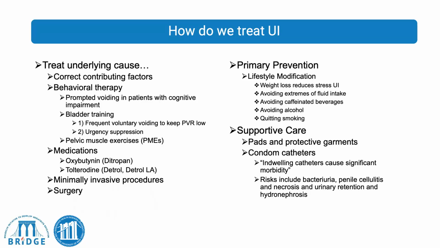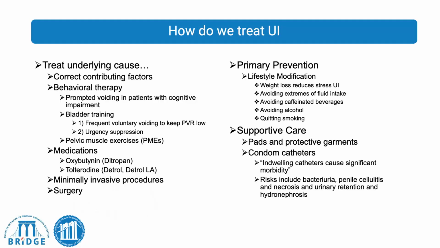How do we treat urinary incontinence? Treat the underlying cause. Treat the precipitating agent. Correct contributing factors. Eliminate contributing factors as much as possible. Behavioral therapy may include prompted voiding in patients with cognitive impairment, and bladder training. Medications such as oxybutynin and tolterodine are beneficial. Minimally invasive procedures and surgery are also beneficial.